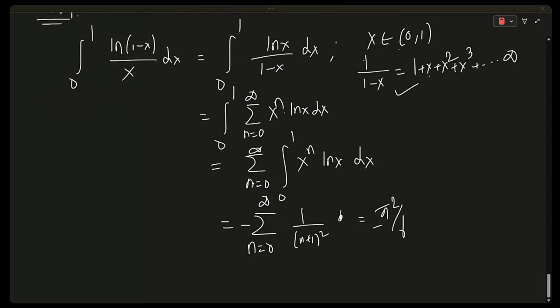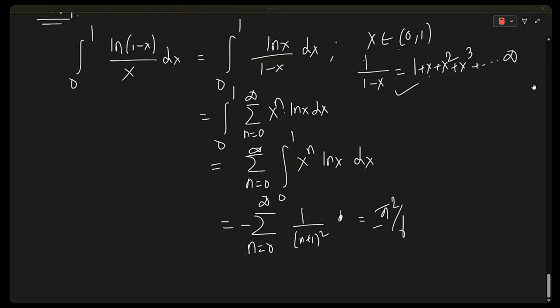Yes, Madhu. Sir, could you please explain the 1 by 1 minus x part once again? Yes, stay with me. Since x belongs to 0 to 1, it's in the interval. Now, if you remember, an infinite geometric progression sum only converges if your common ratio is between -1 and +1, correct?